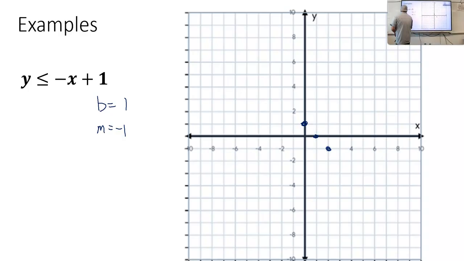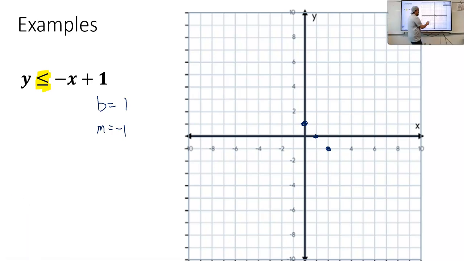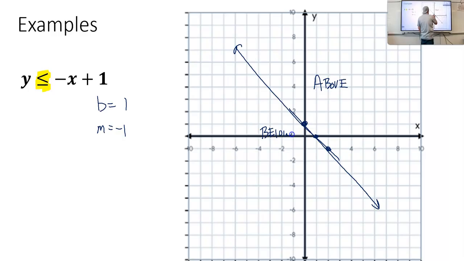Okay, is it dashed or is it solid? Take a look at the sign. It's less than or equal to, which means it is solid. So I would have a solid line. Now am I going to shade in above or below it? It's less than or equal to. Since we're slanting down to the right, this would be above, this would be below. So I would shade in all of this.